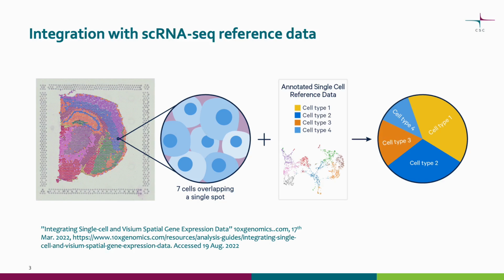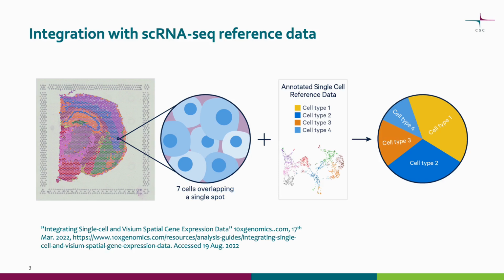In this step, we first normalize the reference using SCTransform, and then we run PCA on the reference data. We also use UMAP to visualize the reference dataset. We then apply anchor-based integration to transfer the annotations from the single-cell RNA sequencing reference to the spatial data.